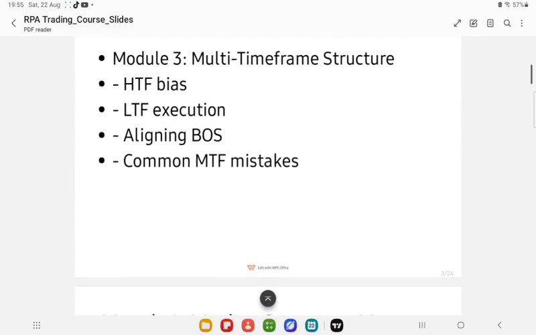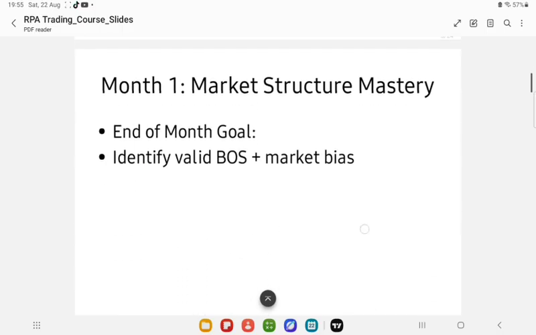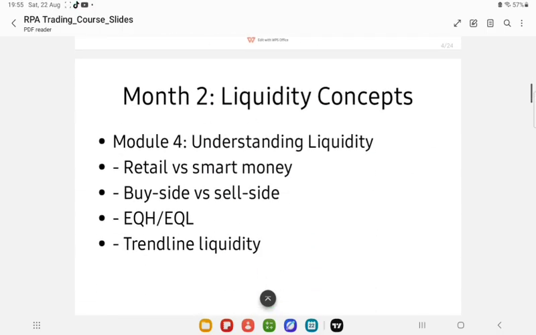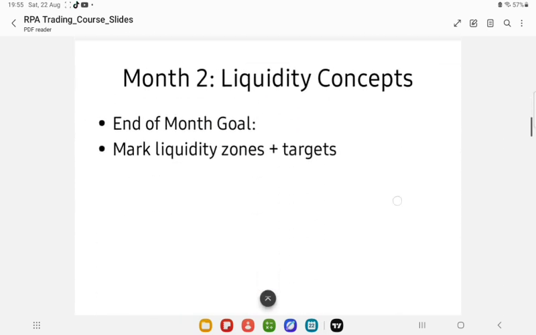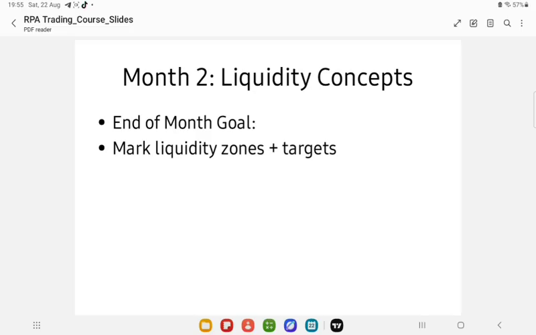So, in this episode, we'll be talking about the liquidity concept. At the end of this liquidity concept, we should be able to mark out liquidity zones and how to set your take profit, also your targets. Areas you should watch out for and to avoid. So you should be able to understand where liquidity is.